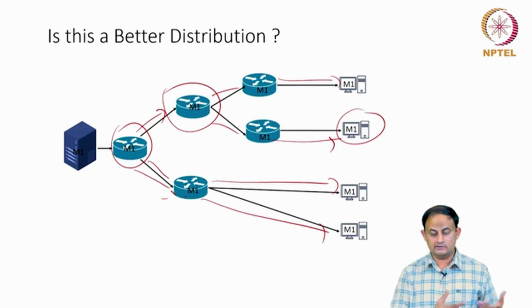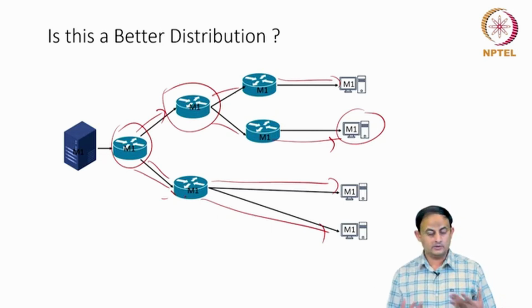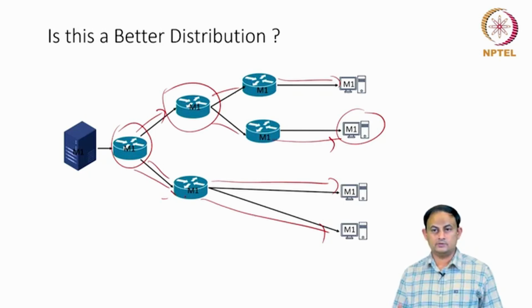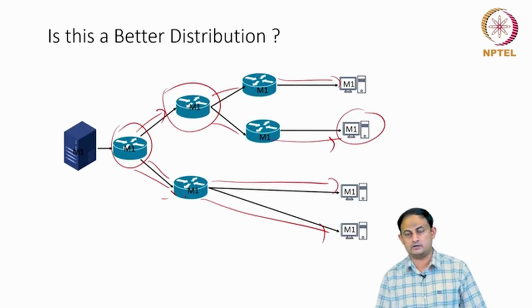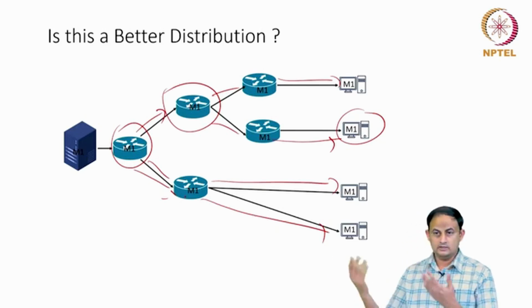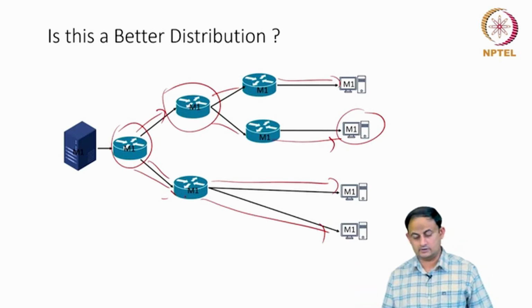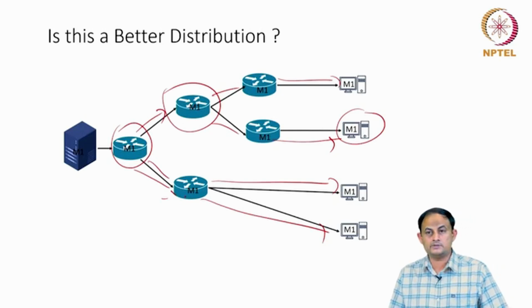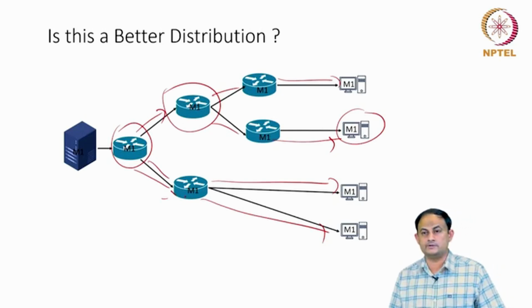So earlier, if 4 users were requesting 4 times, the server was giving 4 times, but now some of the servers gave only one time, and some of the routers requested only one time, and they were able to in turn serve many other routers in the network, and they might also serve many of the end users in the network. So this is actually a very efficient way of doing the distribution.